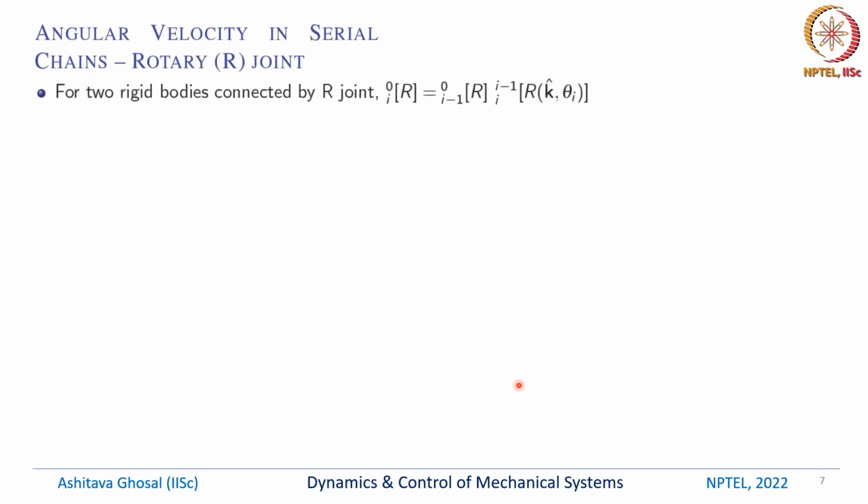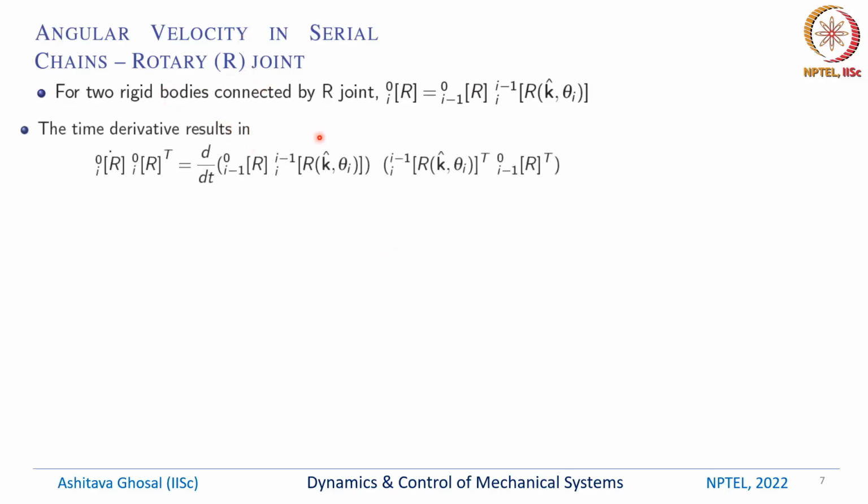So let us now go back to serial chains. I want to find formulas for the angular velocity and the linear velocity of one rigid body connected to a previous rigid body by means of a rotary joint. So first we will look at rotary joints. For two rigid bodies connected by a rotary joint, the rotation matrix of the ith body with respect to the fixed reference 0 is nothing but the rotation of i minus 1 with respect to 0, times what is happening at the rotary joint.